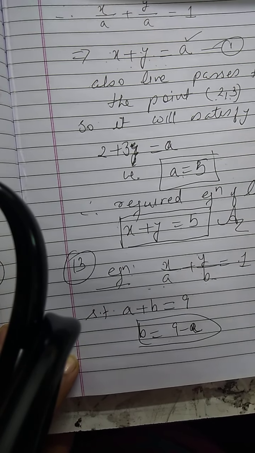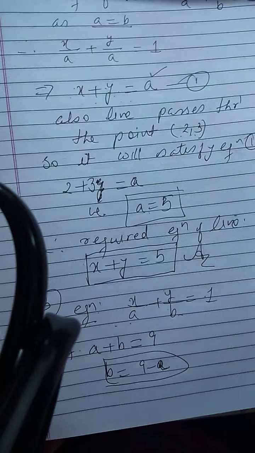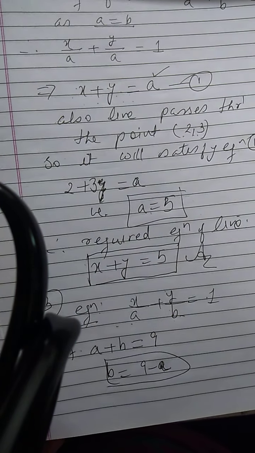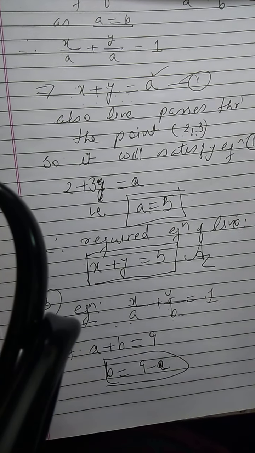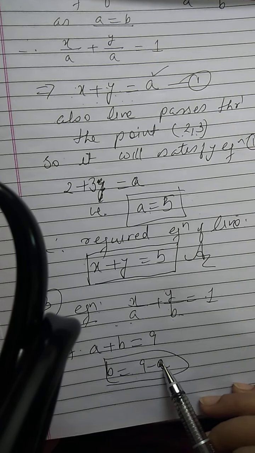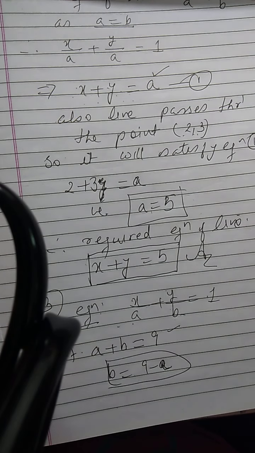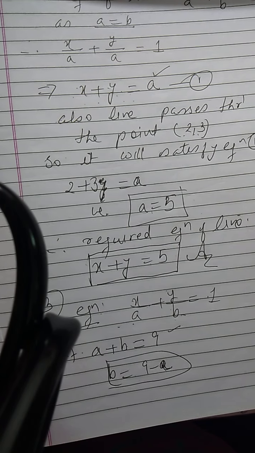And then whatever is given, the line is passing through the point (2, 2), the same way as (2, 3) was passing, so the point is satisfying. If (2, 2) is passing, that point will satisfy the equation of the line. So once you get the value of a, substitute here and you will get the value of b also. Okay, so sum number 13 is for you people.